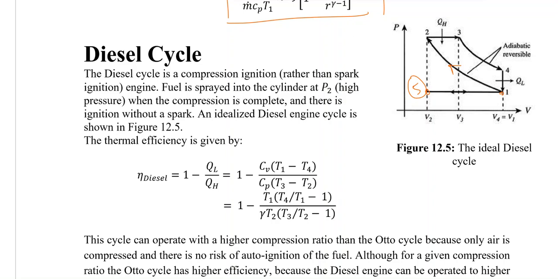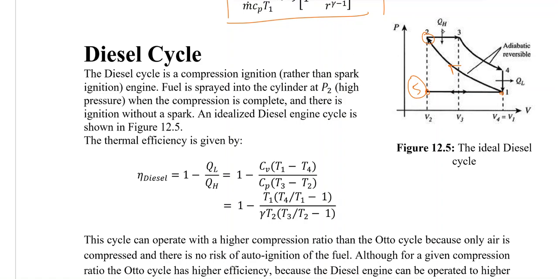Now, once we have reached state number 2, as the air is highly compressible, the pressure would be higher and the temperature would be higher as well. Once we reach state number 2, we have high pressure and high temperature.